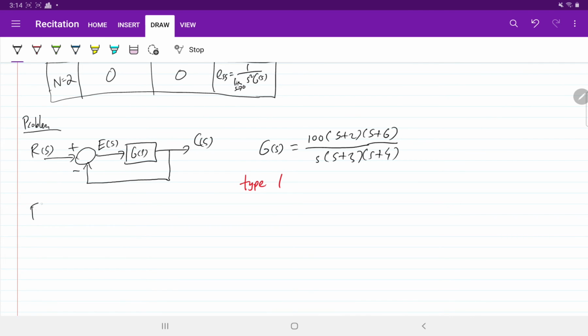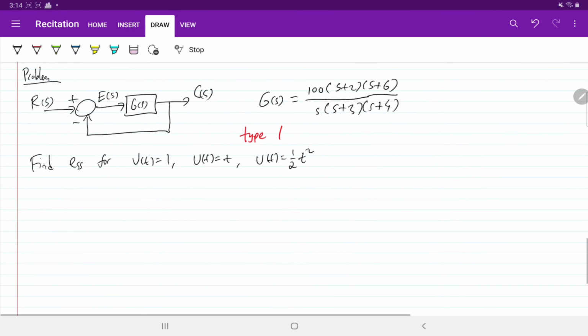and the question is, find the steady state error for u of t equals 1, which is step, u of t equals t, the ramp input, and u of t equals 1/2 t squared, or acceleration input. Let's solve this.